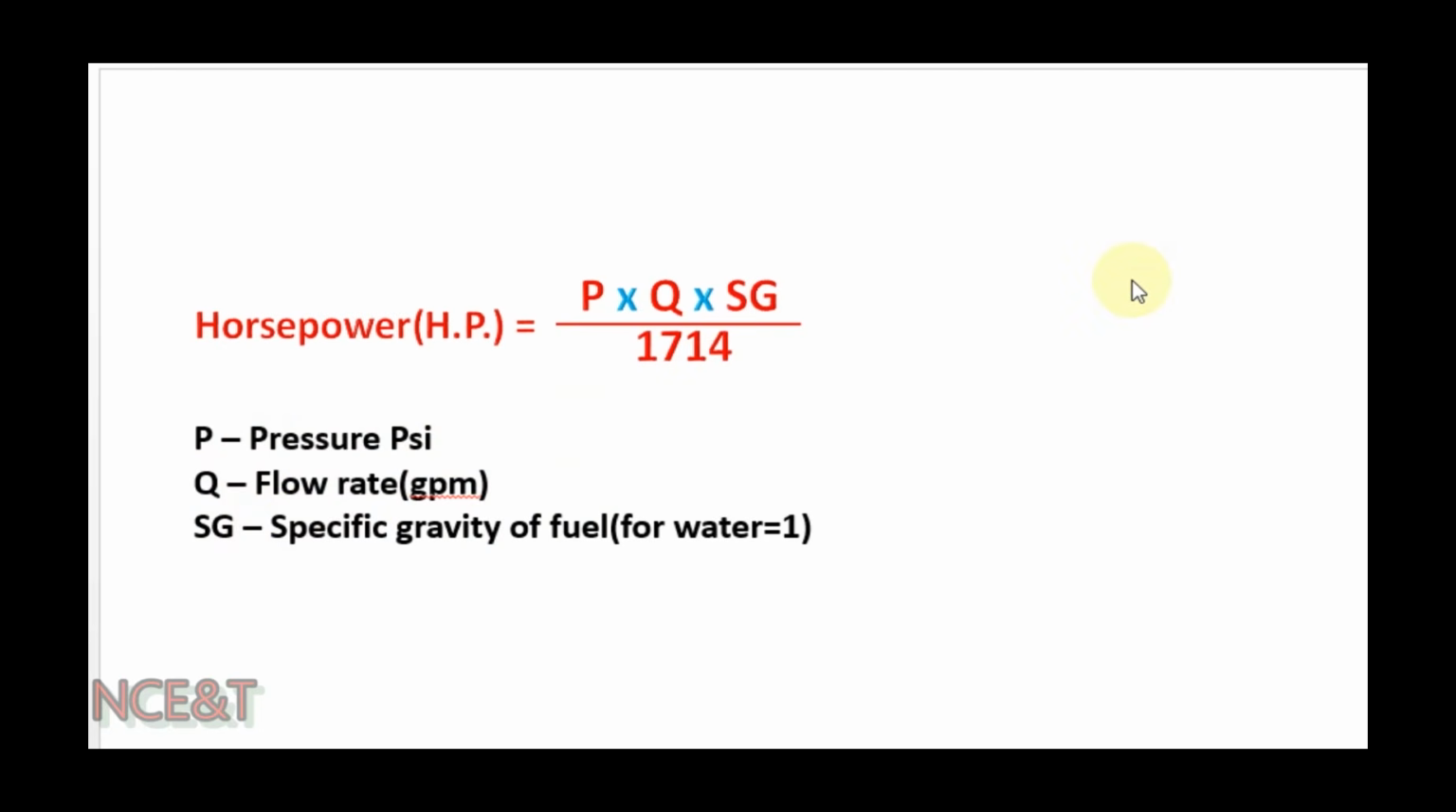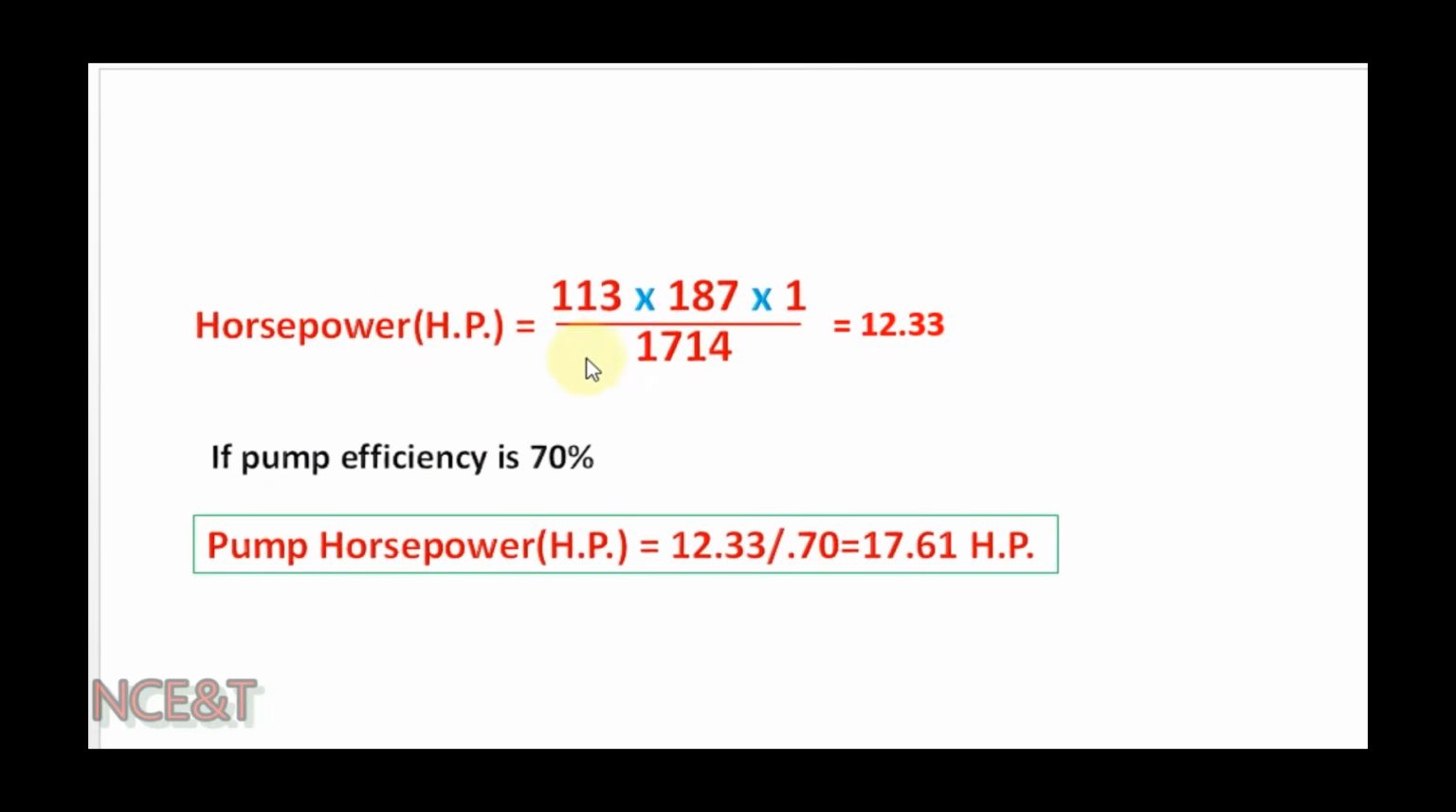As we have calculated, the pressure loss is equal to 113 psi, and we need the GPM 187. When we apply these values in the formula, 113 times 187 divided by 1714, the result will be 12.33. So the horsepower will be 12.33. If our pump efficiency is 70%, then we divide this value by 0.7, and we get the required horsepower for the pump, 17.61 HP. So we need to select a booster pump with a capacity of 17.61 HP.